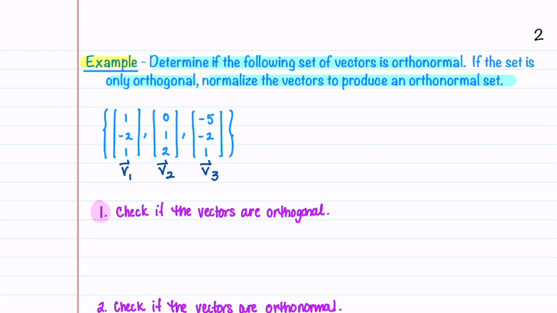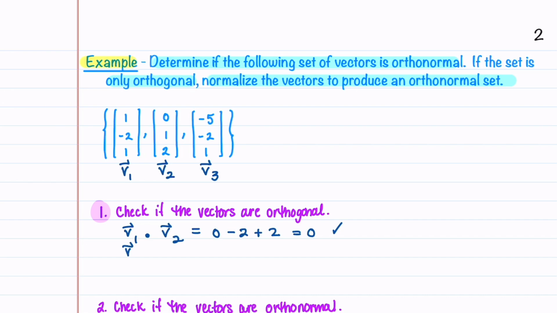The first thing we're going to do is check to see if the vectors are orthogonal. If the vectors are orthogonal, their dot products are going to equal 0. Let's start by checking if v1 and v2 are orthogonal by looking to see if their dot product is equal to 0. So we have v1 dotted with v2. This gives us 0 minus 2 plus 2. We're just multiplying corresponding components. And this is equal to 0. So v1 and v2 are orthogonal.